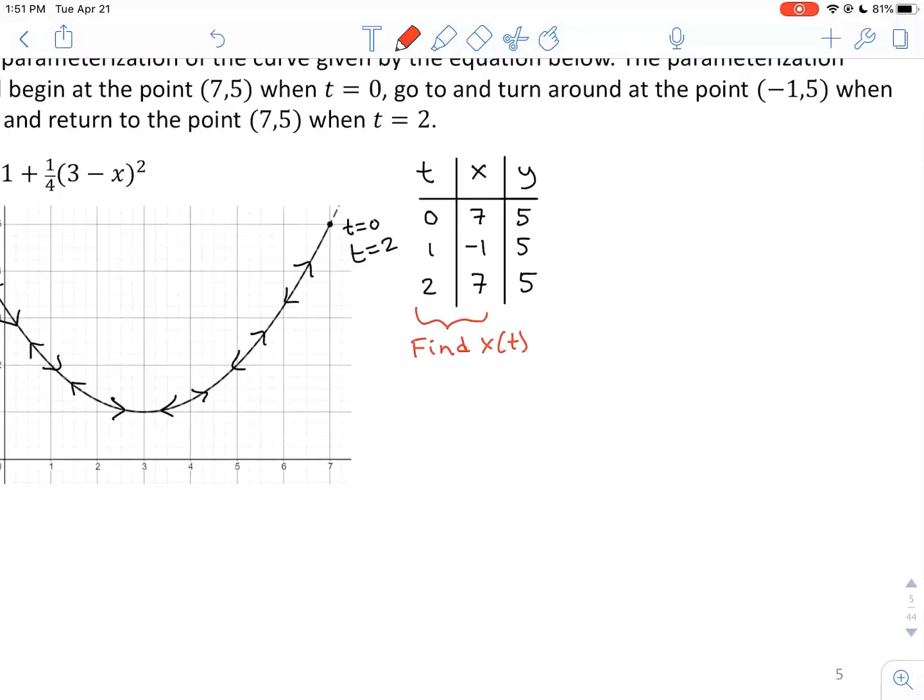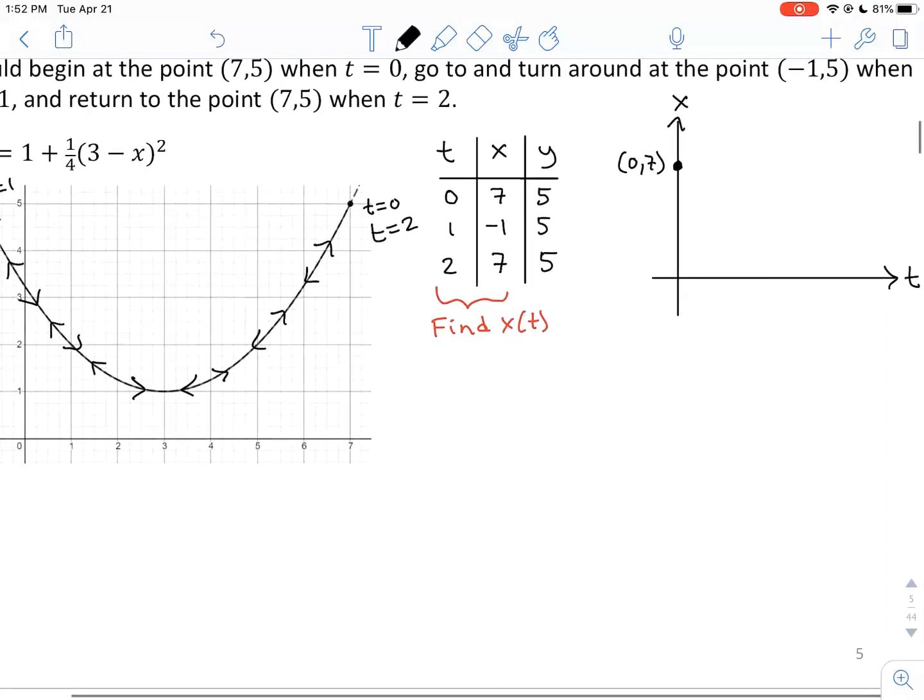Now, there are lots of ways that you can do this. There is no one right answer here. Let's go ahead and get a visual of x against t to help us in our quest. At time 0, we want x to be 7. And when time is 1, we want x to be -1. The axes are not to scale to each other. And by the time time gets to 2, I want x to return to height 7.